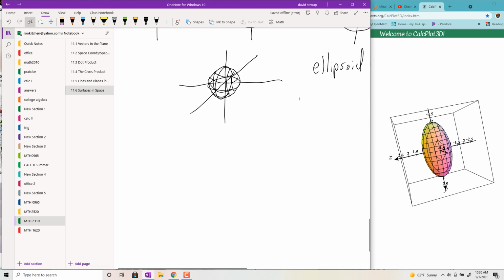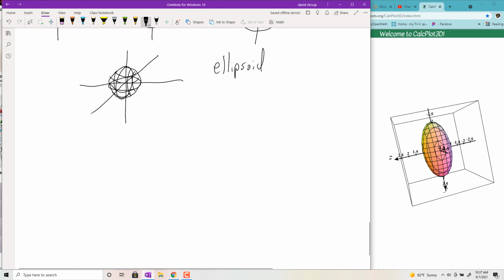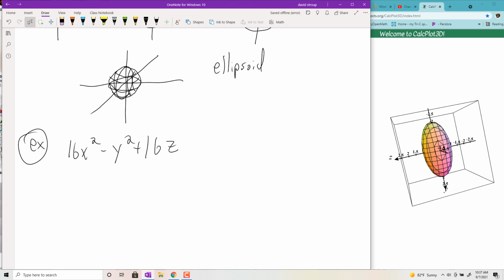Okay, let's move on to another. I just want to go through all 6 quadrics and show you what they look like when you do the cross-sectional analysis. So let's try this example: 16 x squared minus y squared plus 16 z squared equals 4. In the xy plane, you get 16x squared minus y squared is 4. So that's going to be a hyperbola with branches on the x-axis.